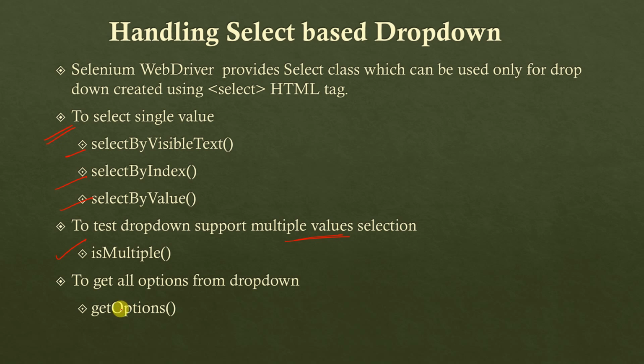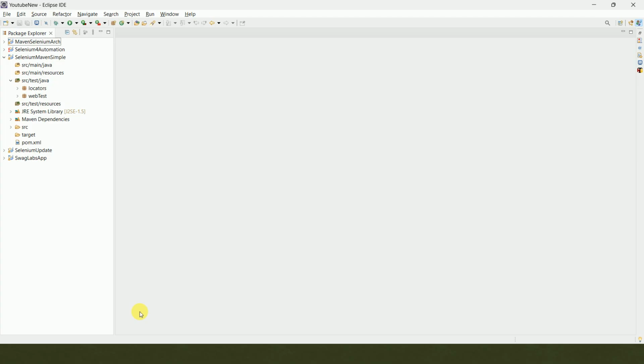And guys, just to get all the options from the drop down, if you want to automate it, we can use the get options method. So there are multiple methods available, but depending on your scenario, you can use it and you can automate your application. So let me start with today's session: how we can handle and automate a drop down, and that's a select based drop down.